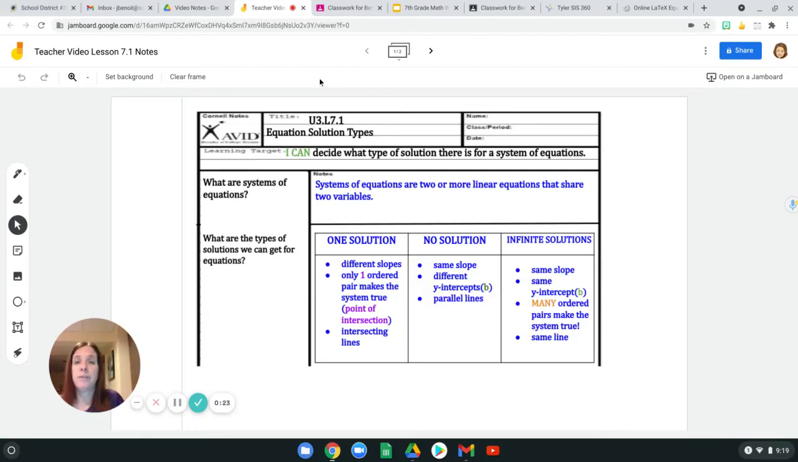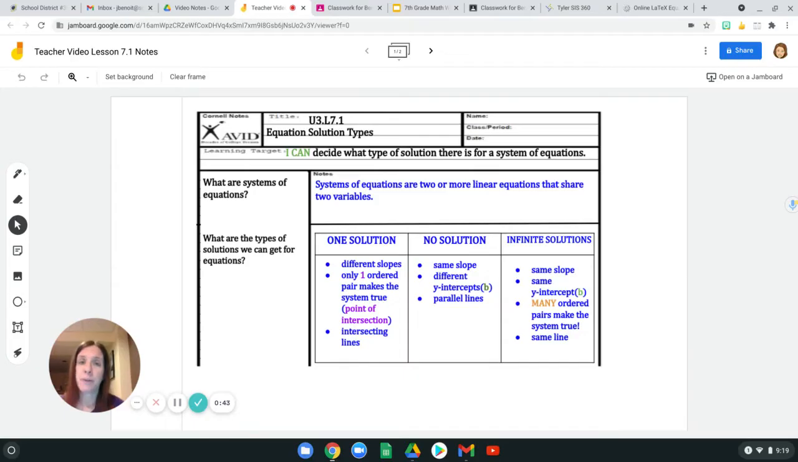So you would get the title written and then the learning target. I can decide what type of solution there is for a system of equations. Remember, at any time, if you need to pause or rewind, please do so. All right, our first question.